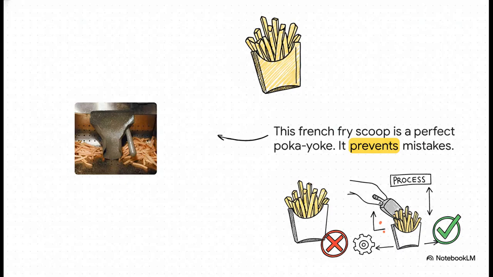And this has to be one of the best examples of Poka-Yoke ever. This French fry scoop is not just a scoop, it's a piece of design genius. It is physically engineered to pick up and hold exactly one perfect serving of fries. You literally can't put too many in, and you can't put too few. The mistake has been designed right out of the system. It's simple, it's brilliant, and it's totally foolproof.